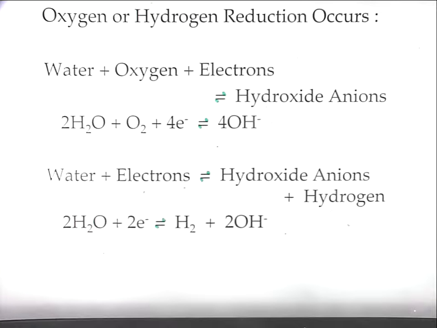It's much easier for this reaction to occur than for this reaction to occur. Water's quite a stable molecule. You have to put quite a lot of energy into it to break it down to produce hydrogen and hydroxide ions. So the most common cathodic process is the oxygen reduction process. However, at large potentials, or when you've eliminated the oxygen from the environment, then you can get hydrogen reduction as the alternative process.